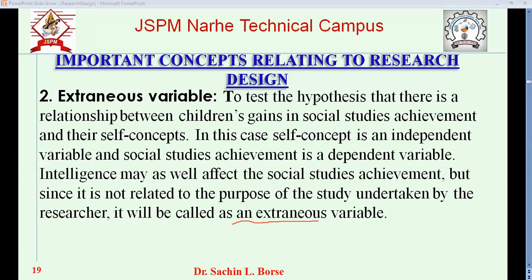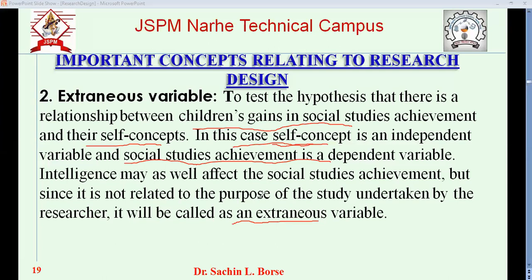Let's hypothesize that there is a relation between children's gain in social studies and their self concept. Imagination about self is called self concept. In this case, self concept is an independent variable, and it is affecting the social study achievement of that particular person. So social study achievement is the dependent parameter.